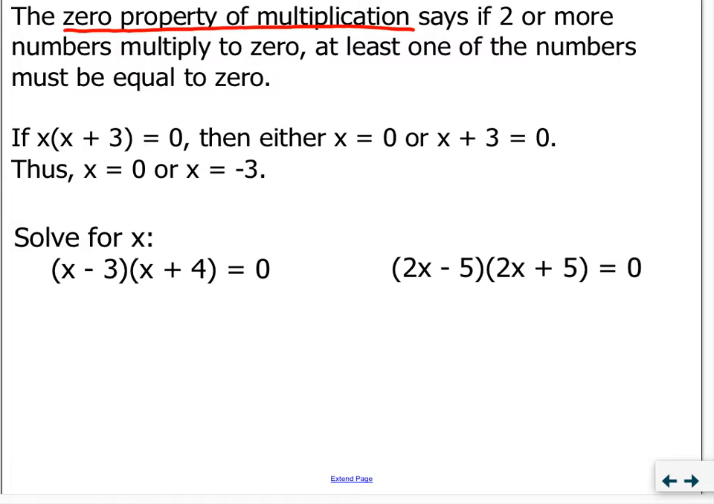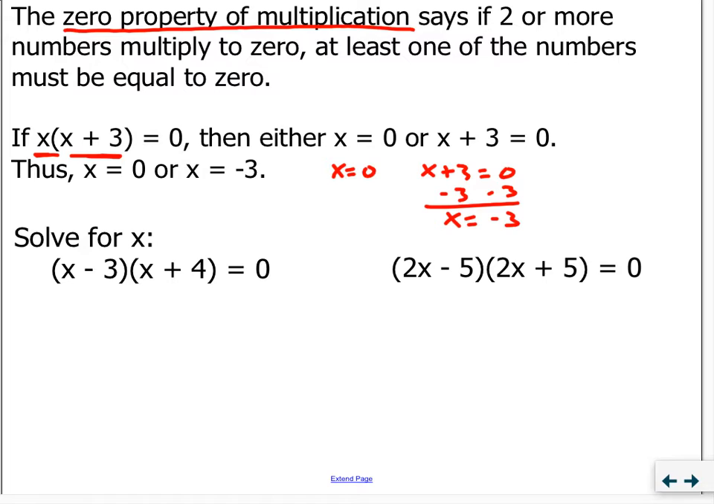So here's what it means. I have x times x plus 3. And I'm saying that if I multiply those two and the product equals 0, then either x equals 0 or x plus 3 equals 0. Notice that each of my factors is set equal to 0. And then if I solve that last one by subtracting 3 from both sides, I get that x is negative 3. So those are my zeros of that equation, x equals 0 and x equals negative 3.